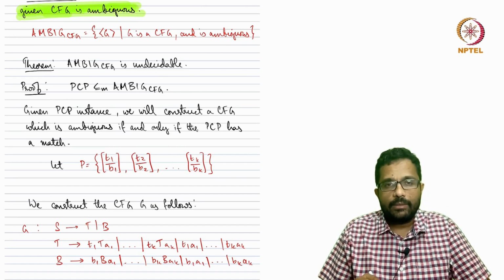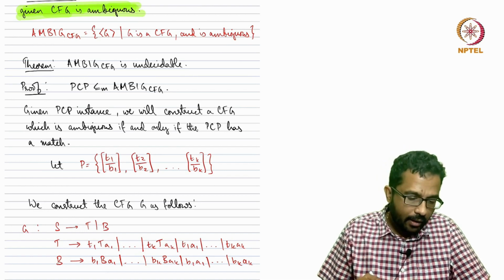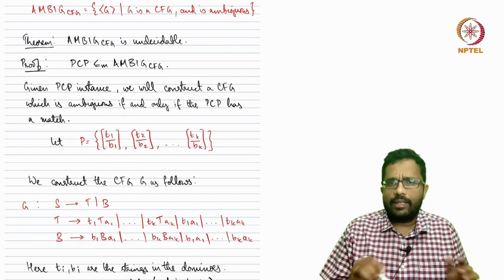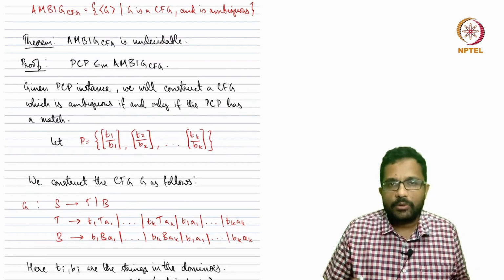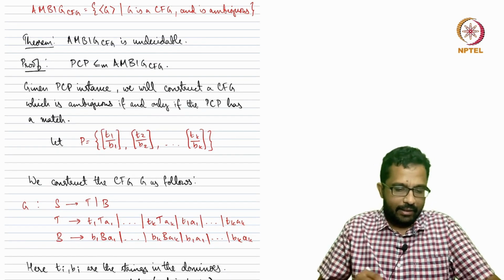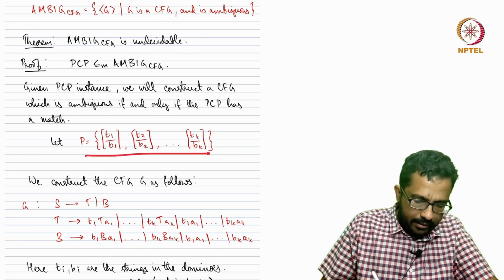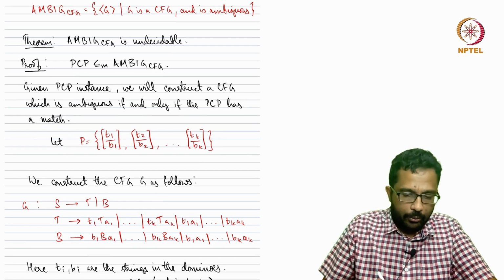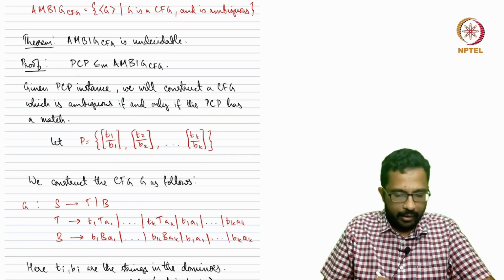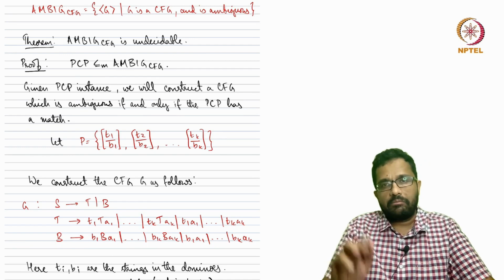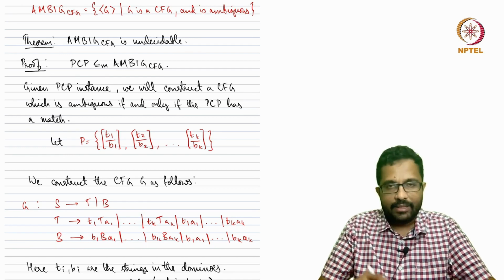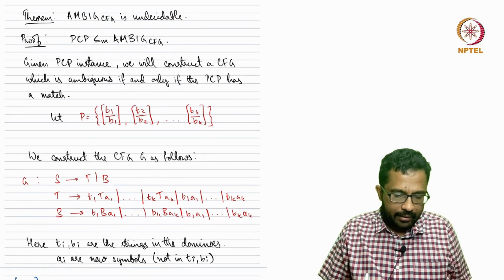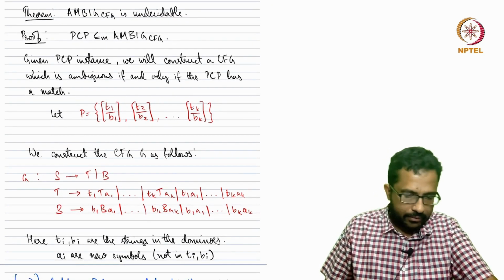So let's see the reduction. The reduction itself is not that difficult to see, and even the correctness is not that difficult to see. Let P be a set of dominoes T1 B1, T2 B2, up to Tk Bk, where the Ti and Bi are strings from some alphabet. The context-free grammar is constructed as follows.